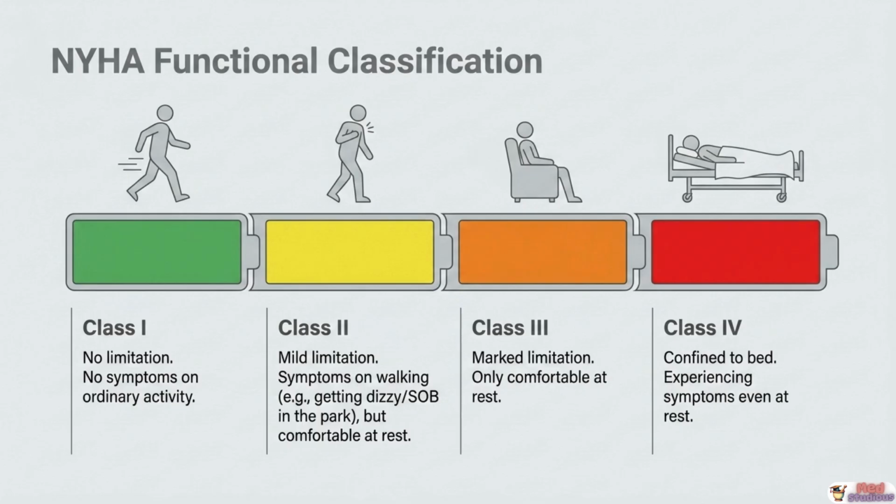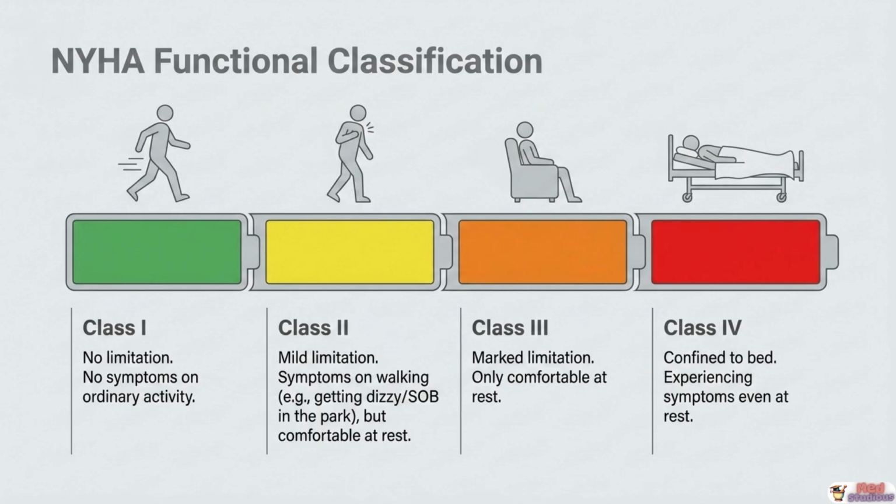NYHA Class 2 represents mild functional limitation. Ordinary physical activity produces symptoms. The patient becomes breathless or fatigued walking through a park or climbing one flight of stairs, but they are comfortable at complete rest. NYHA Class 3 represents marked functional limitation.